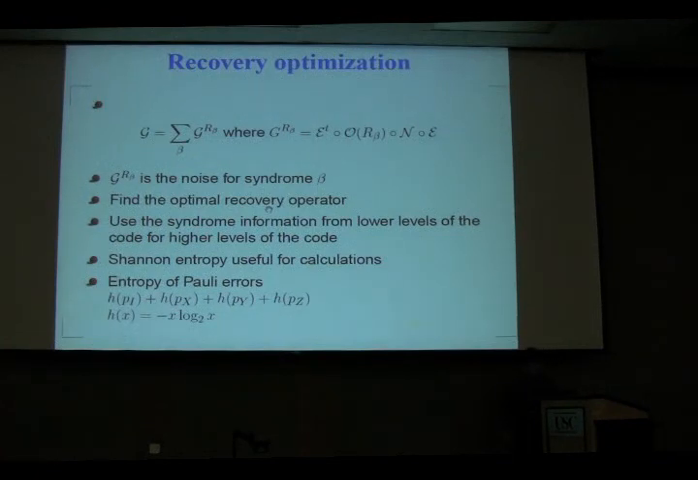Now, what I'm going to do is use something called the Shannon entropy to help calculate some of the thresholds. So the Shannon entropy is given by the sum of the probabilities, minus p sub i log base 2 p sub i.